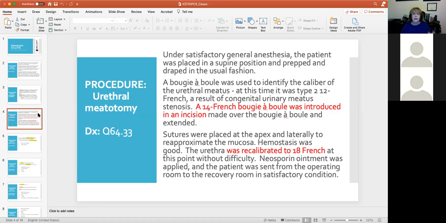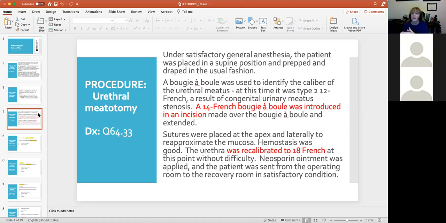So let's take a look at our summary again. Under satisfactory general anesthesia, patient was placed in a supine position. Who wants to tell me what is supine? Face down or face up? Face up. Yes. What's it called if they're face down? Oh shoot! Why do you do that to me? You tell me the word. Because I'm your teacher and I was born to torture you. That's why. Prone. Prone. Okay. Oh, yeah. Okay. All right.